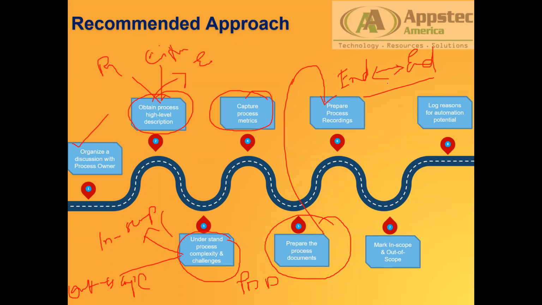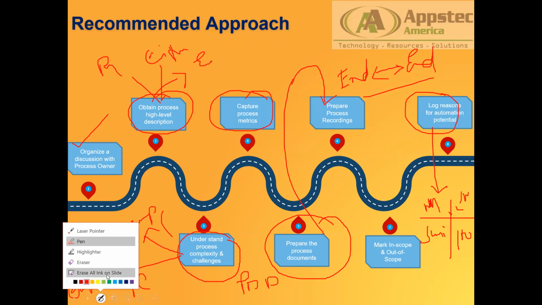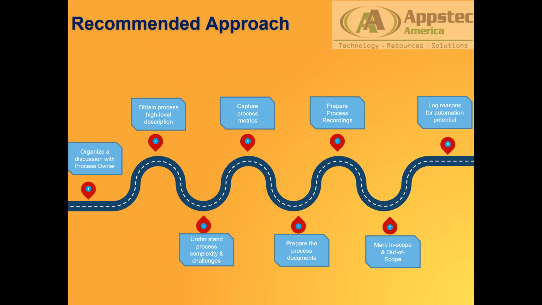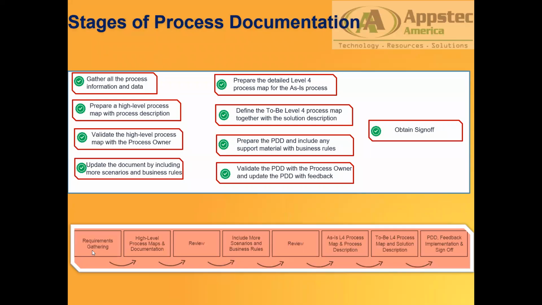And then we go for logging the reasons for automation potentiality. Here we do the quadrant analysis, to understand whether it is no automation potential, semi automation potential, 100% automation potential, or 100% automation potential with a high cost. Correct? So all these analyses are done pertaining to this. So that's the roadmap. Now let's look at the different stages of process documentation.